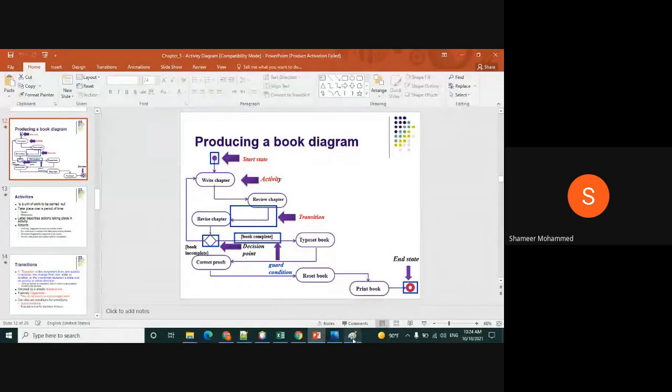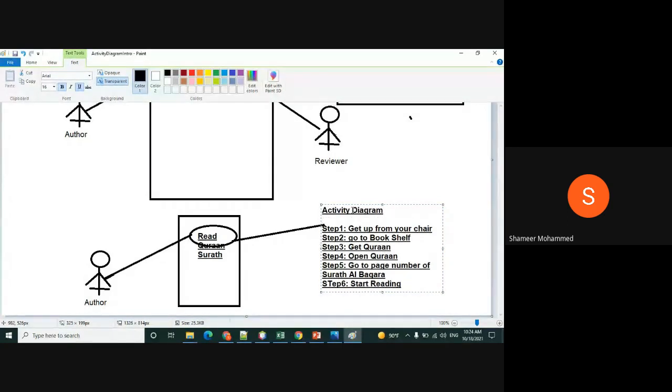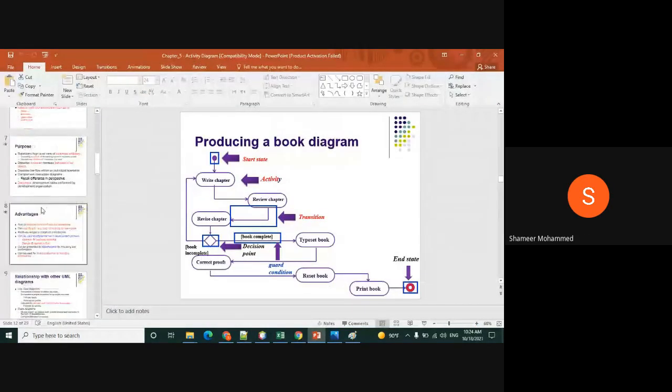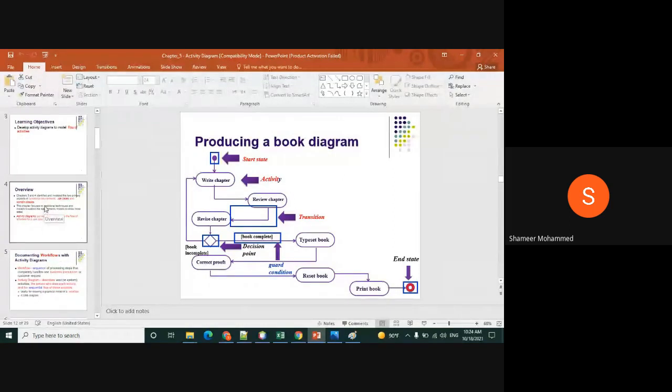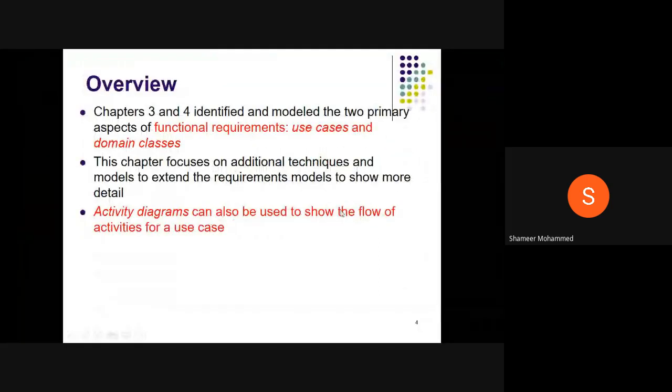Before, in the use case diagram, just this one use case is there, but you don't know what is there inside this use case. So that is explained with the help of an activity diagram. I will draw the diagram and explain to you. Understand? Yes, Mr. So that is our lecture now. The activity diagram is used to show the flow of activities for a use case.